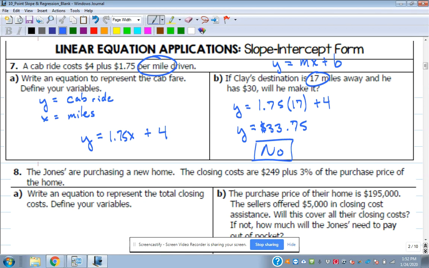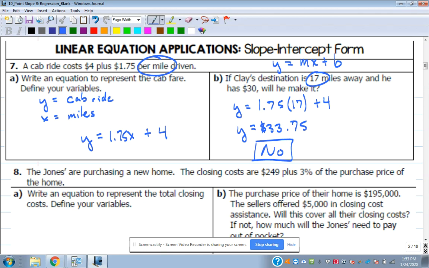All right, let's look at number 8. Flip your page there. Another word problem situation, and it says the Joneses are purchasing a new home. The closing costs are $249 plus 3% of the purchase price for the home. Again, in A part, we're going to write an equation for the situation and define our variable for the total closing cost of the home.